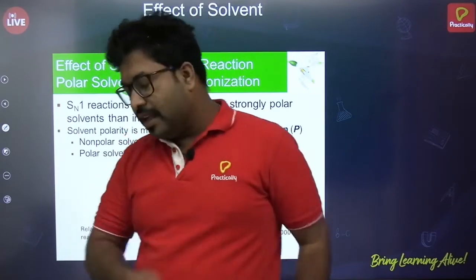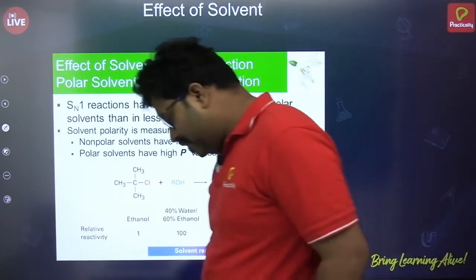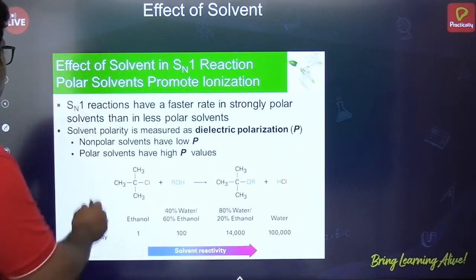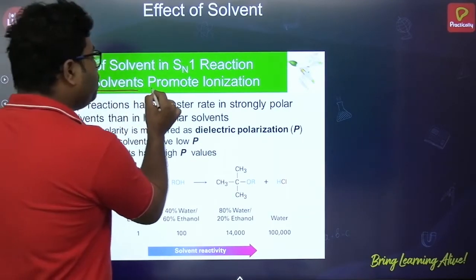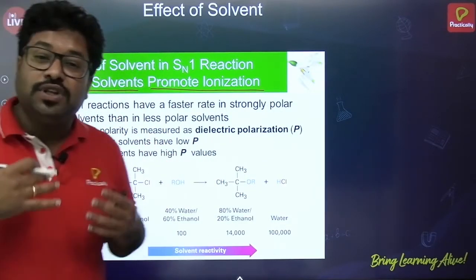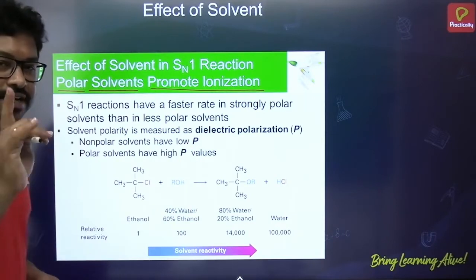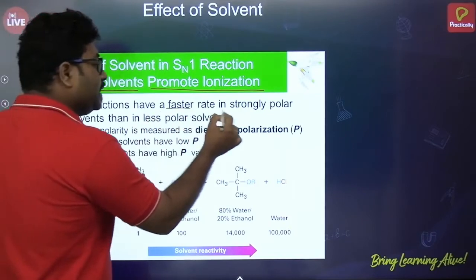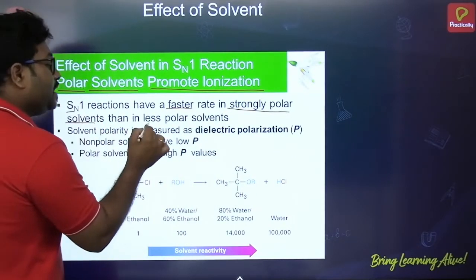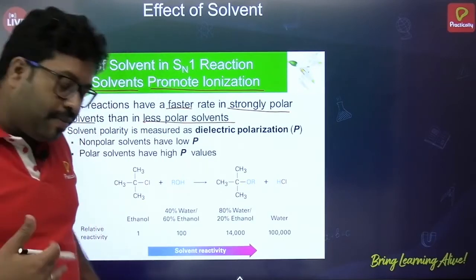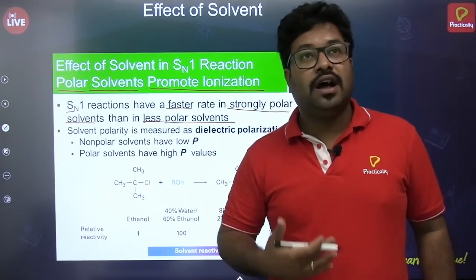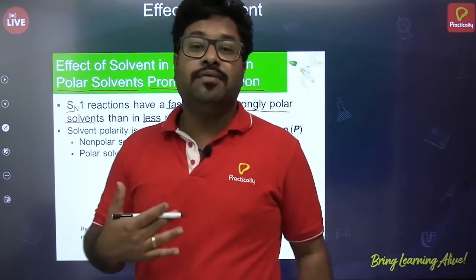Why? The first thing, let's see this. What I have told you here is the effect of solvent in the SN1 reaction. So the first point that I have pointed out here is that polar solvent promotes ionization. Why does polar solvent promote ionization? I will tell you that, but let's see this. SN1 reactions have a faster rate in a strongly polar solvent than in a less polar solvent. Polar solvent, by that I mean polar protic solvent. For example, water, ammonia, acetic acid, all of these are polar protic solvents.